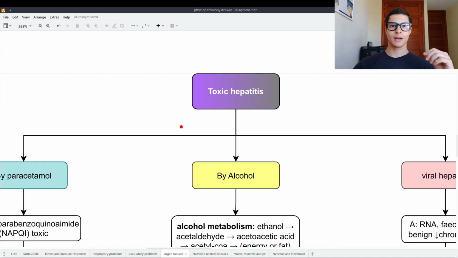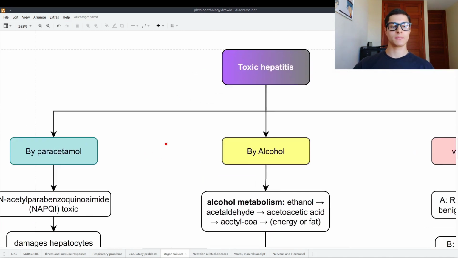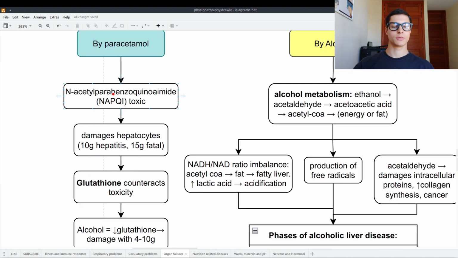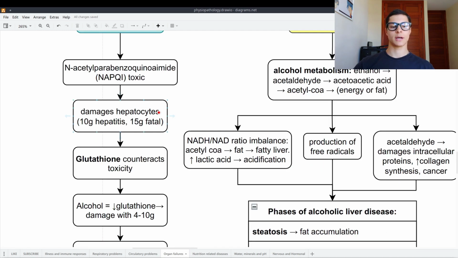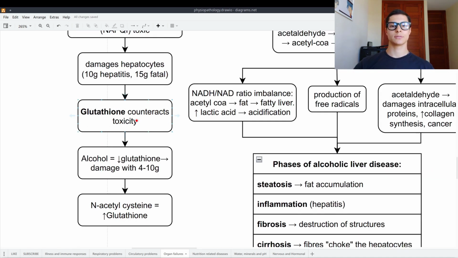Okay, so now let's take a look at toxic hepatitis. It can be caused by paracetamol because the substance NAPQI, which is toxic, damages the hepatocytes. 10 grams causes hepatitis and 15 grams is fatal. The glutathione counteracts this toxicity, but alcohol decreases the glutathione, so the damage can start with only 4 grams. The N-acetylcysteine, on the other hand, increases the glutathione.